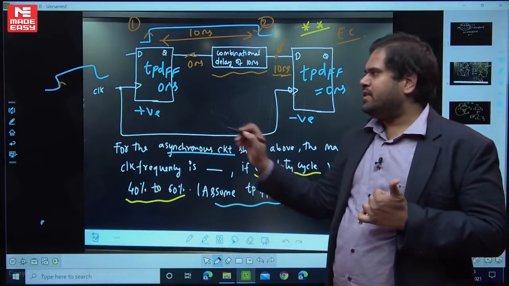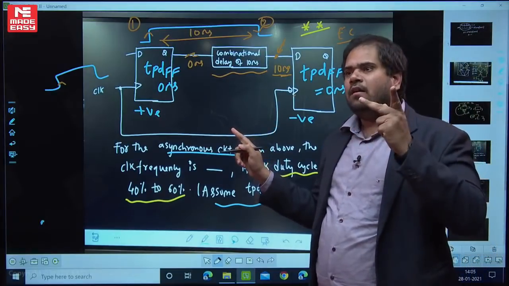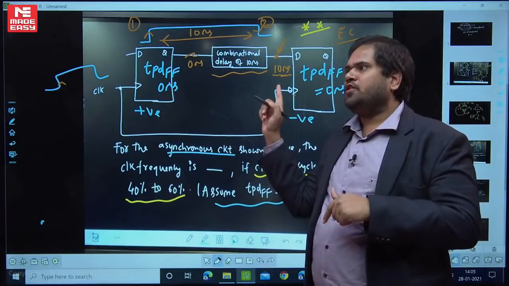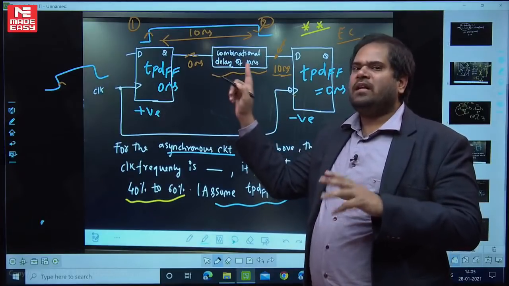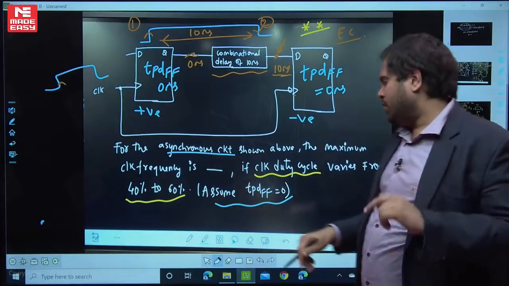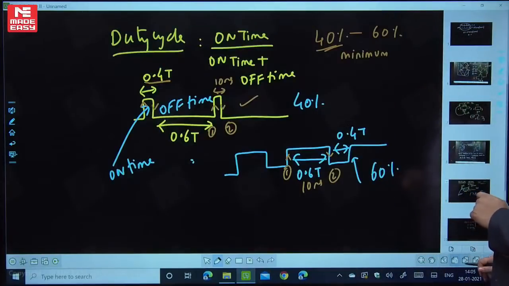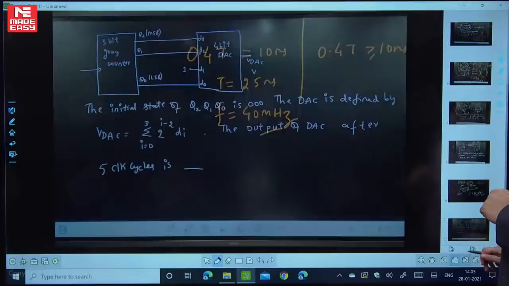ये synchronous है क्योंकि same clock is given but different triggering. This is working on positive edge, negative edge. The duration between distance should be definitely 10 nanoseconds minimum. Okay, right. Okay, so that's the story about this particular question.